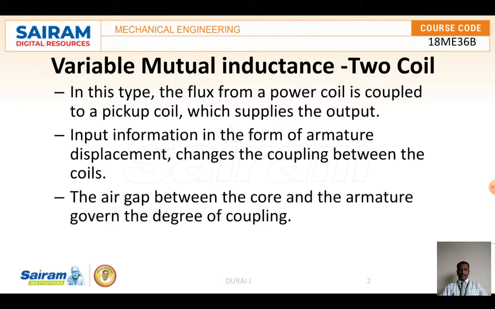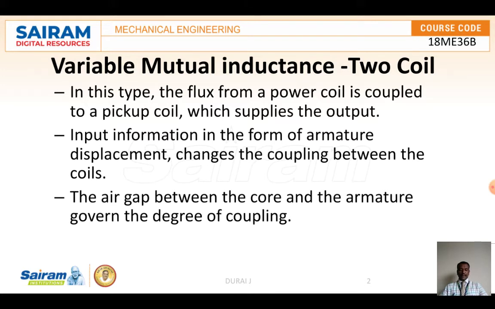Then comes the next one, reluctance. Reluctance refers to that property of a magnetic circuit which determines the total magnetic flux when a magnetomotive force is applied over it. Okay, so that is reluctance.